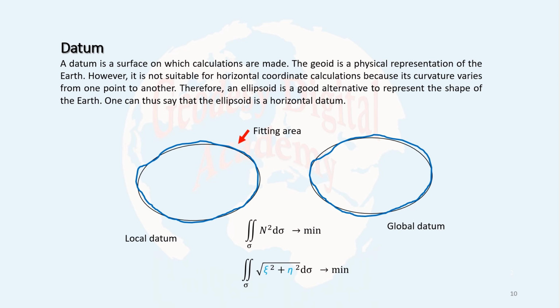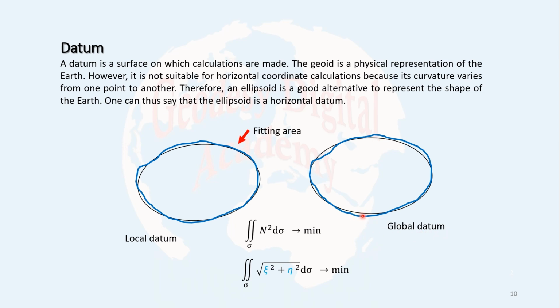Well, but the physical shape of the Earth, as we define, which is the geoid, is complicated, and we cannot use it for the horizontal coordinate calculations. Therefore, we select a biaxial ellipsoid which has the best fit to the mean sea level, and fit it to the geoid in a global sense. In that case, this ellipsoid is called the global datum.